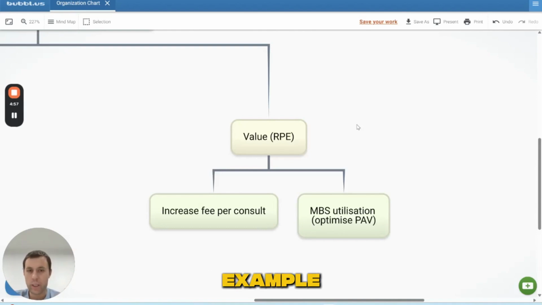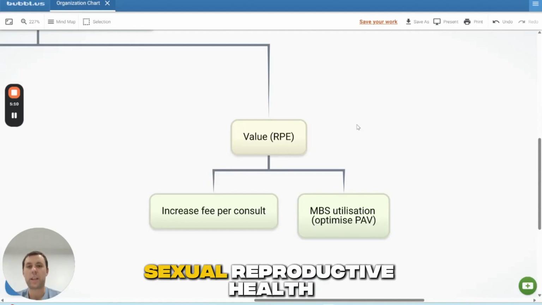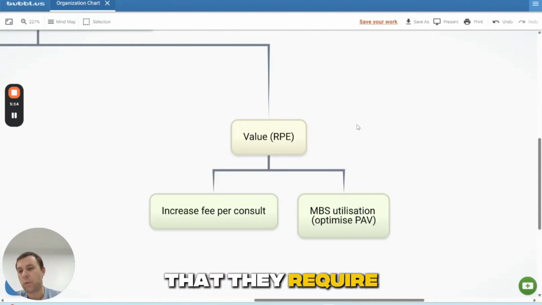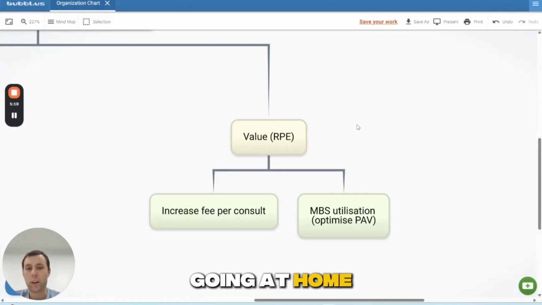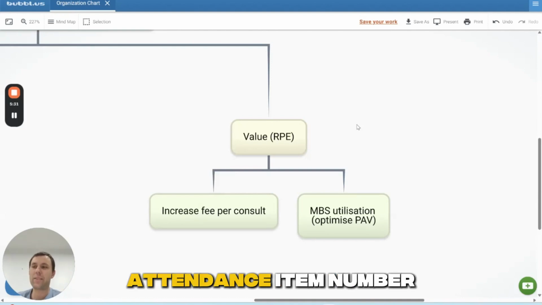So to give you an example, if you are doing a telehealth or a telephone consult and you call a patient to give them some results and a script, you could give them some results about their CST, and that might come under a sexual and reproductive health item number. And then you might also talk about the scripts that they require for their blood pressure, ask them how their blood pressure has been going at home, and maybe their exercise, which they were doing, which was part of their care plan or something like that. And then that would be a consult that you might bill a sexual and reproductive health item number and a standard attendance item number.